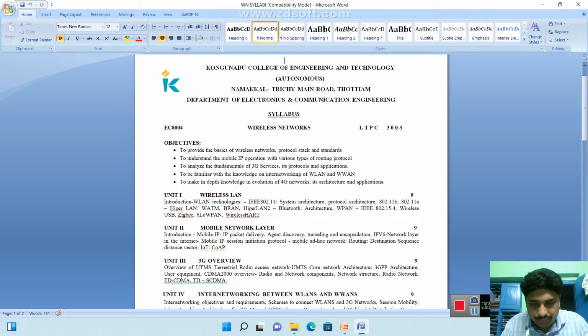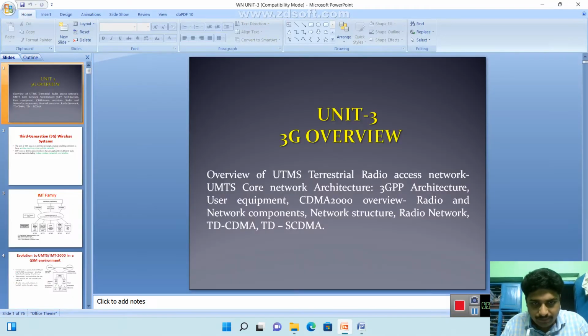Under unit 3, what are all the topics present? Let us discuss. The first one is the overview of UMTS terrestrial radio access network. First of all, what is UMTS? We must know the abbreviation. It is nothing but Universal Mobile Telecommunications System. That is how your 3G services are able to cover the area for a particular user. That is UMTS.